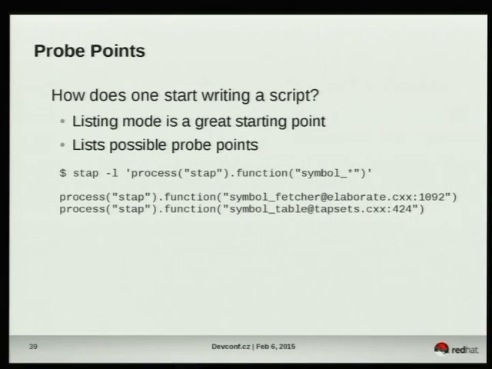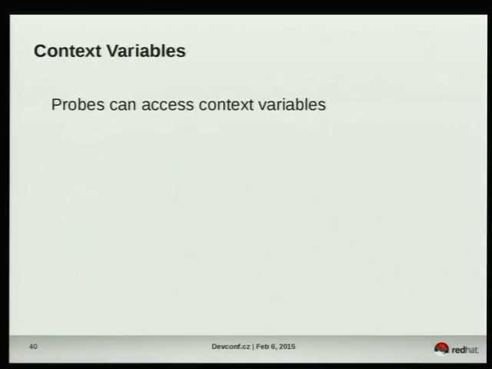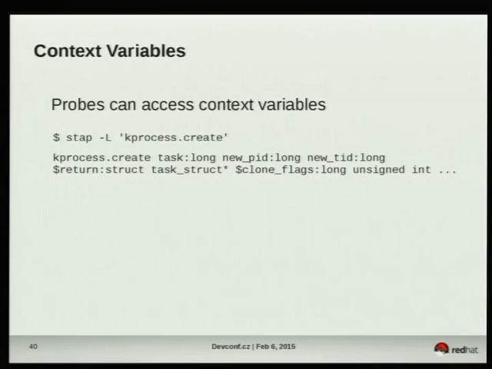So you start to get an understanding of what's available to you. And then you can start looking at what variables are available to you. So if I use capital L on kprocess.create, which is when every time the kernel starts a new process, you get something returned like this. So two things I want to point out. One is where you have the $ variables. Those are the variables actually being passed and the variables available.